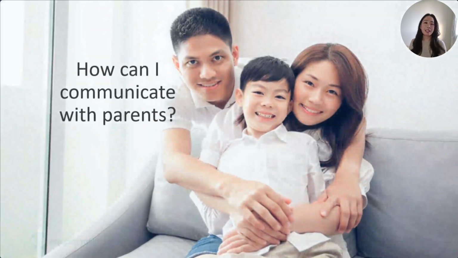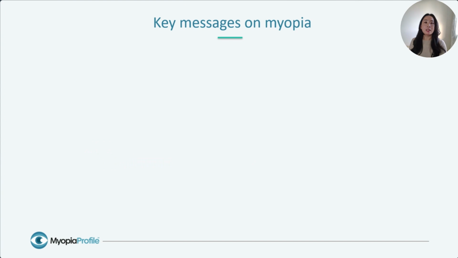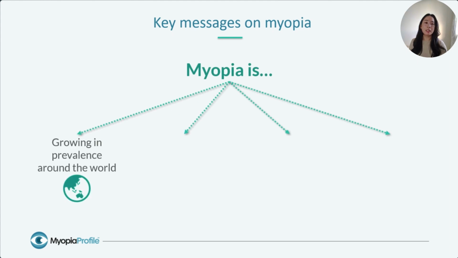Okay, so testing and diagnosis are only half the story. The other half is helping parents understand what myopia means for their child and why management matters. Some key messages for parents when it comes to myopia control, and they don't need to take a lot to explain, can really help frame the conversation.